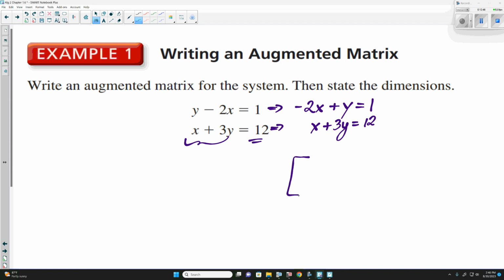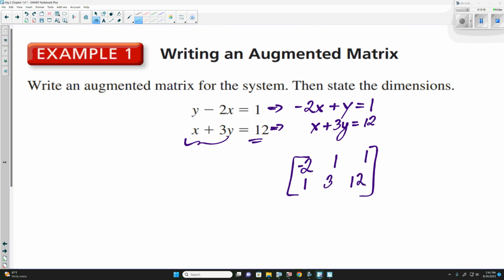Now when we write the augmented matrix, we're just taking the numbers in front of the variables and then what it's equal to. So going across the top for the first one, what is our first number going to be? Almost. Negative 2. Then the next one is? And the last one is? There is the augmented matrix. Questions on this here?